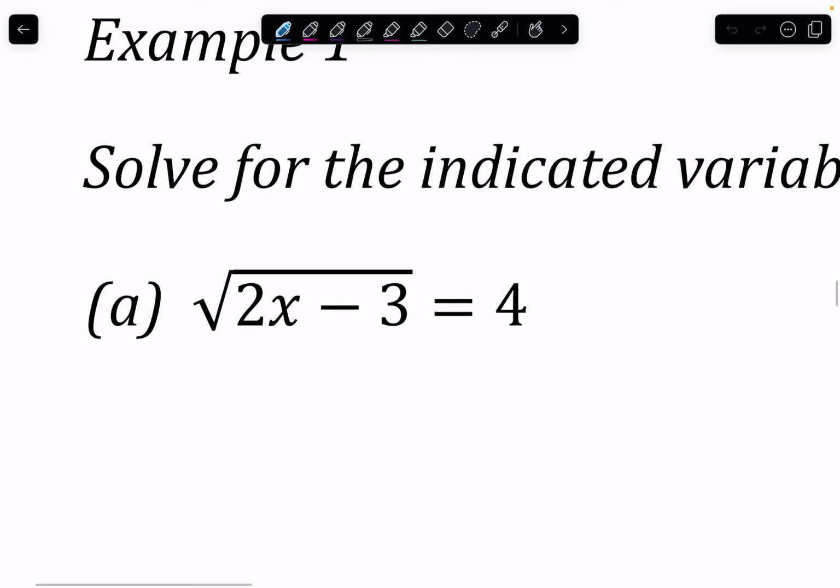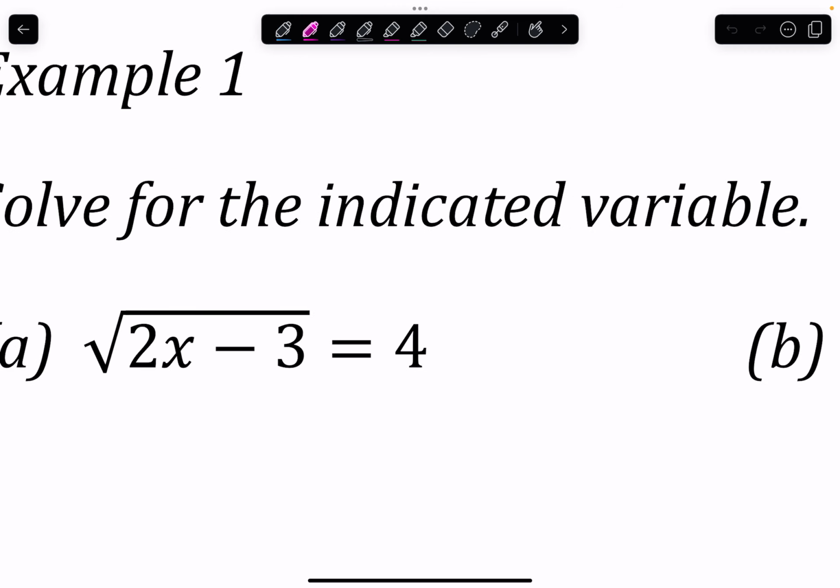So this is a square root, which means we are going to have to check. I'm going to go ahead and write check next to it so that I don't forget. When it's odd, you don't have to. But when it's even, you do.